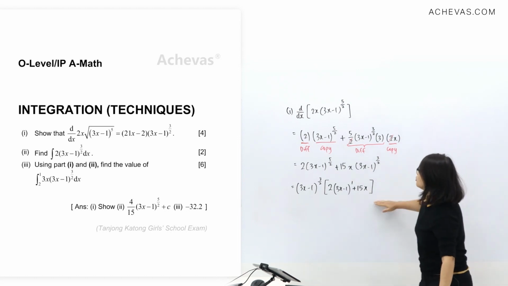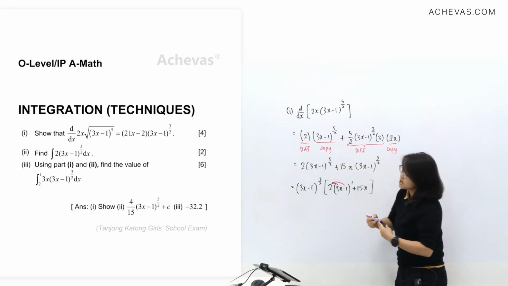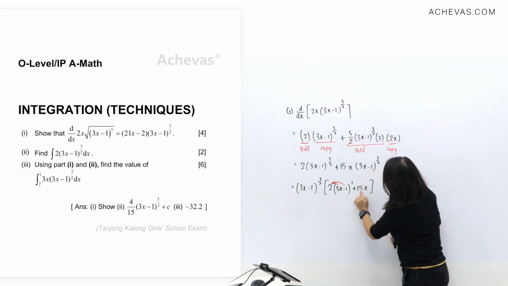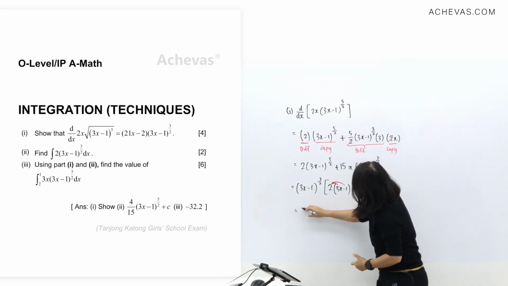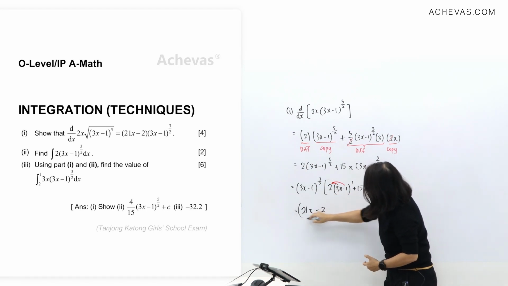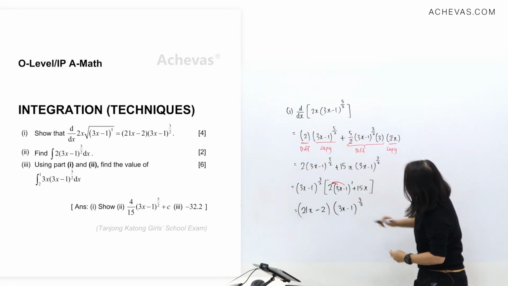Right, the next step, I'm going to do this square bracket by expanding the 2 inside. So what you can see is that I will have 6x here plus a 15. So I will get a 21x. Distributing 2 inside here, that's a minus 2. So I write it in front and I write this bracket at the back here, which is 3x minus 1 power of 3 over 2.